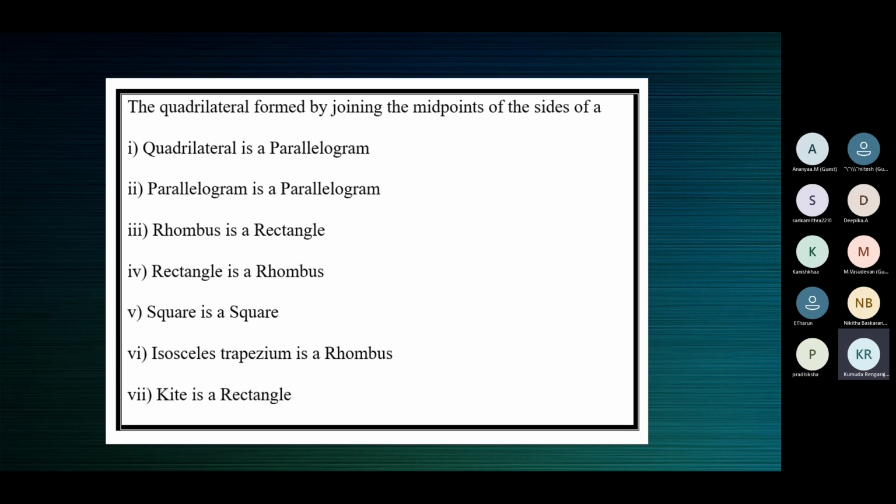Some of these proofs we have seen, some of these results we have proved in exercise 8.2, some of which we haven't. But remember them. The first one we have proved: the quadrilateral formed by joining the midpoints of the sides of a quadrilateral is a parallelogram.